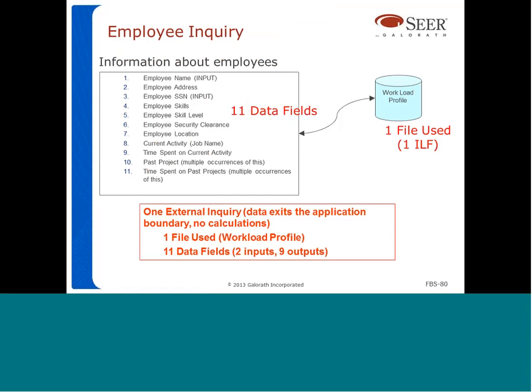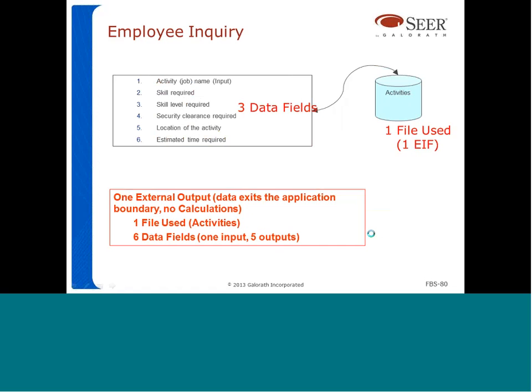So, information about inquiry about an employee. Remember, the user is going to specify these two in an input screen. The user says, okay, employee name is this, and employee social security number is this. So these are the 2 fields that are the input side of the inquiry, and then the application is going to respond with all the details. The application is going to present address, skills, skill level, clearance, location, current activity, time spent on current activity, past projects, and time spent on past projects. So we count a total of 11 data fields for this transaction. And again, all the information is coming from a single data file. So we count this as having 1 file use and 11 data fields, 2 input data fields and 9 output data fields.